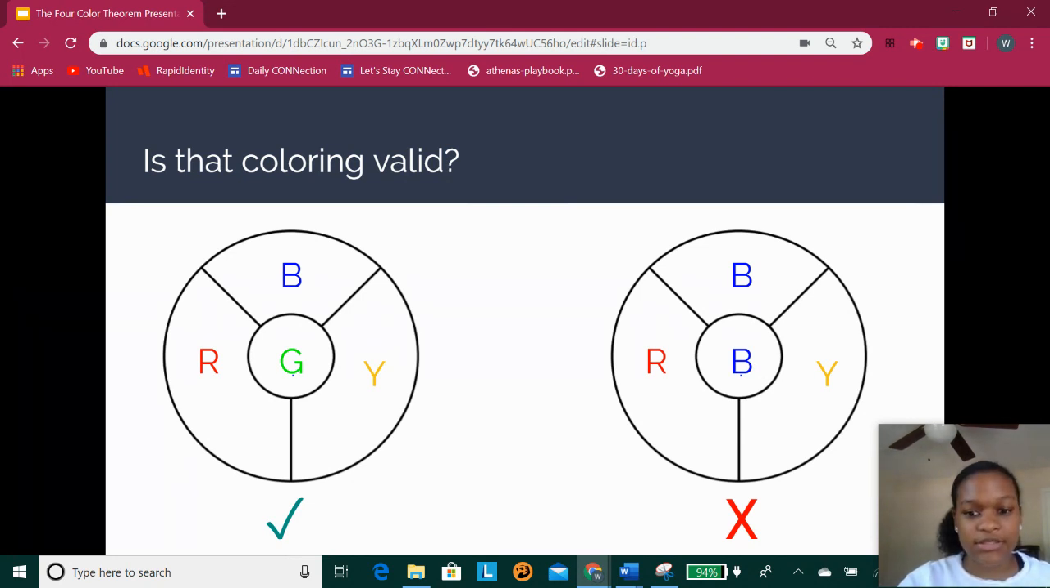If you look at the second example with an X underneath, you can tell that this is not a valid coloring because that center region is blue, but the region above it is also colored blue, and those 2 regions are neighboring regions, and they're not supposed to be colored the same color. So that would be in violation of the four-color theorem.